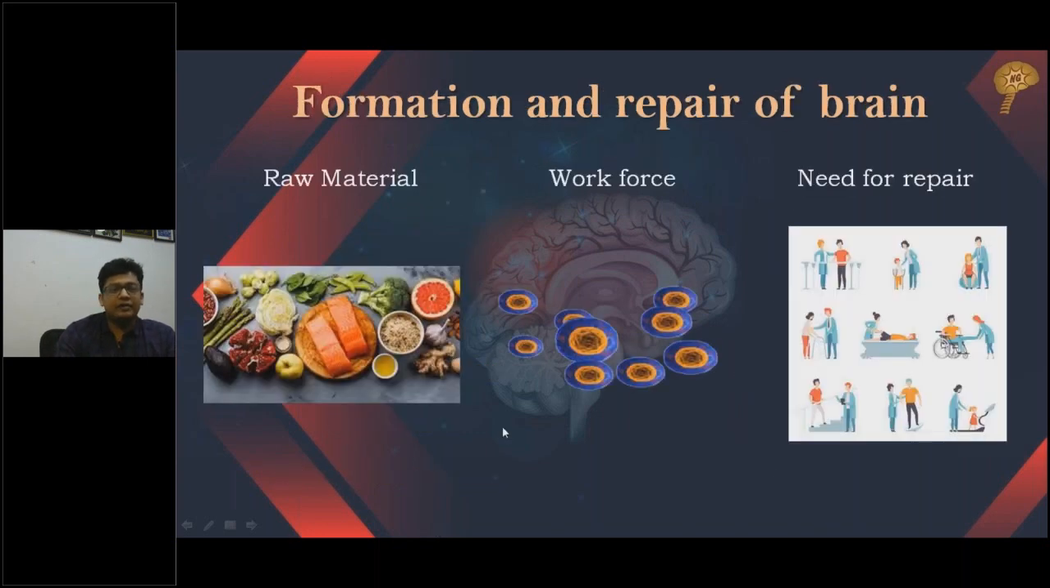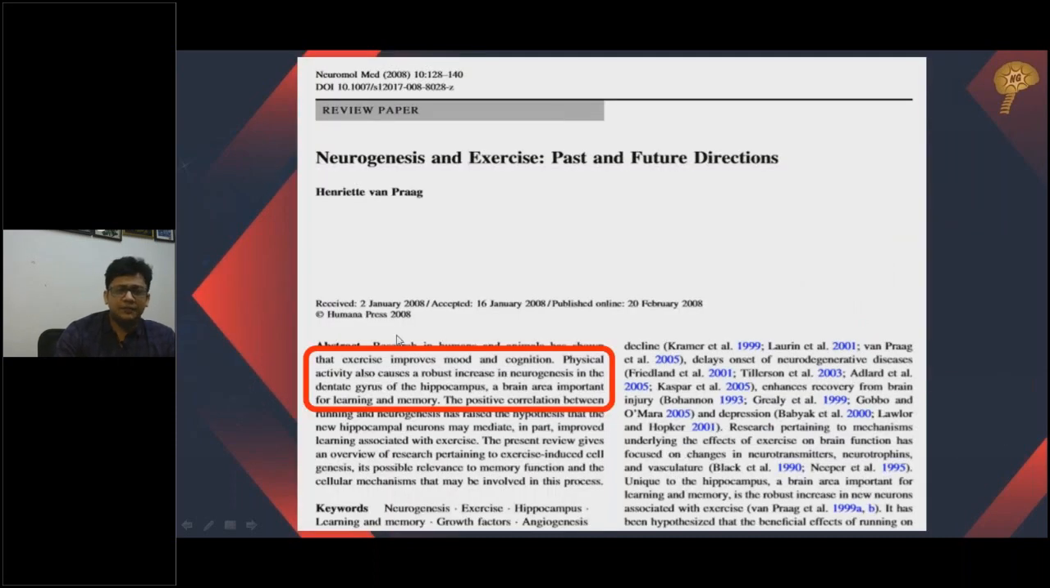So you have the raw material, you have the workforce, just need for repair. There are a lot of articles based on neurogenesis and exercise, past and future directions, that exercise improves mood and cognition. Physical activity also causes a robust increase in neurogenesis in the dentate gyrus of the hippocampus, a brain area important for learning and memory.